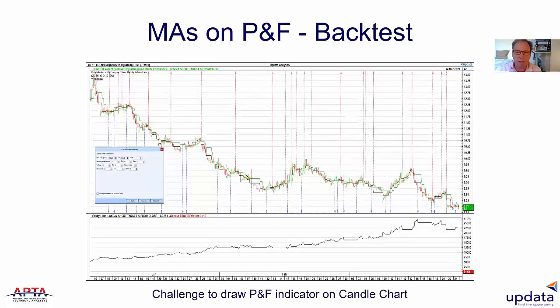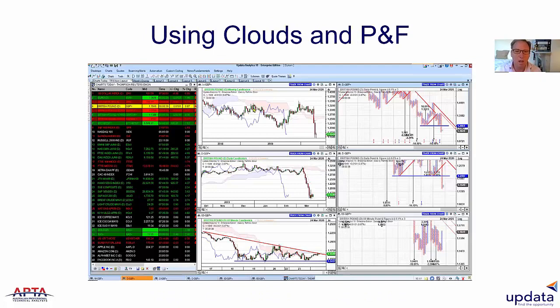I mentioned that we're doing lots of backtesting. There are a lot of backtesting techniques in Updata, and we've got quite a lot of these strategies built in, and we're seeing that the point and figure strategies are really quite nice. This is your equity curve, and these are using moving averages on point and figure charts. I use them with cloud charts as well, so we'll see in a minute.